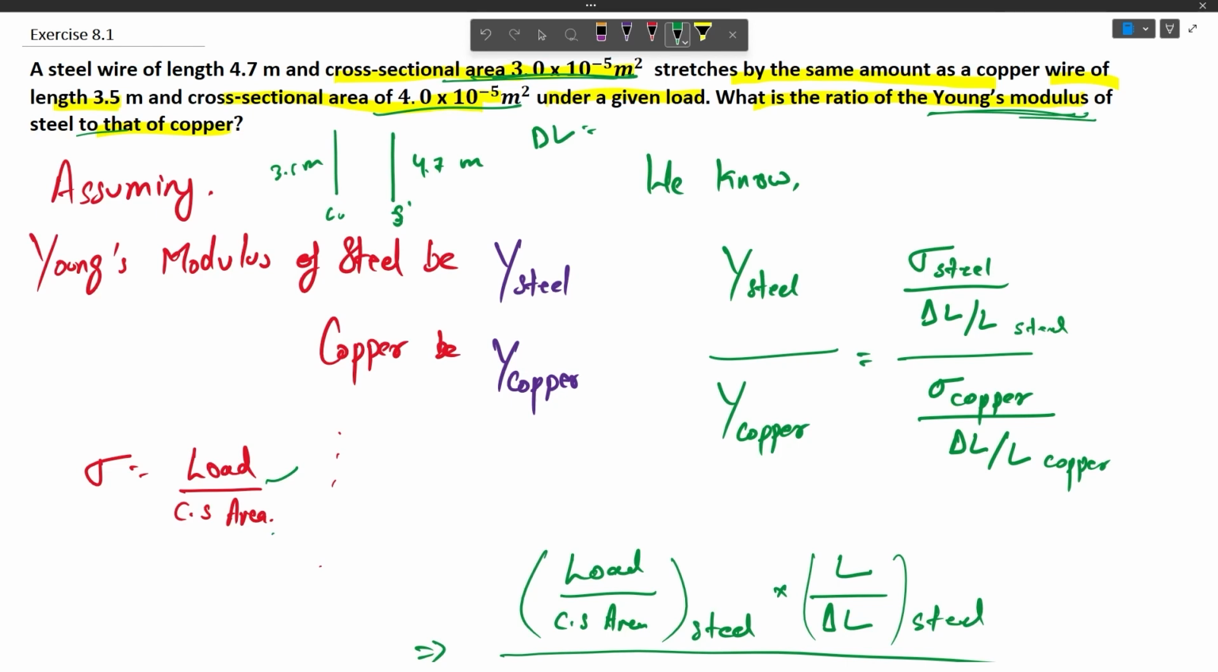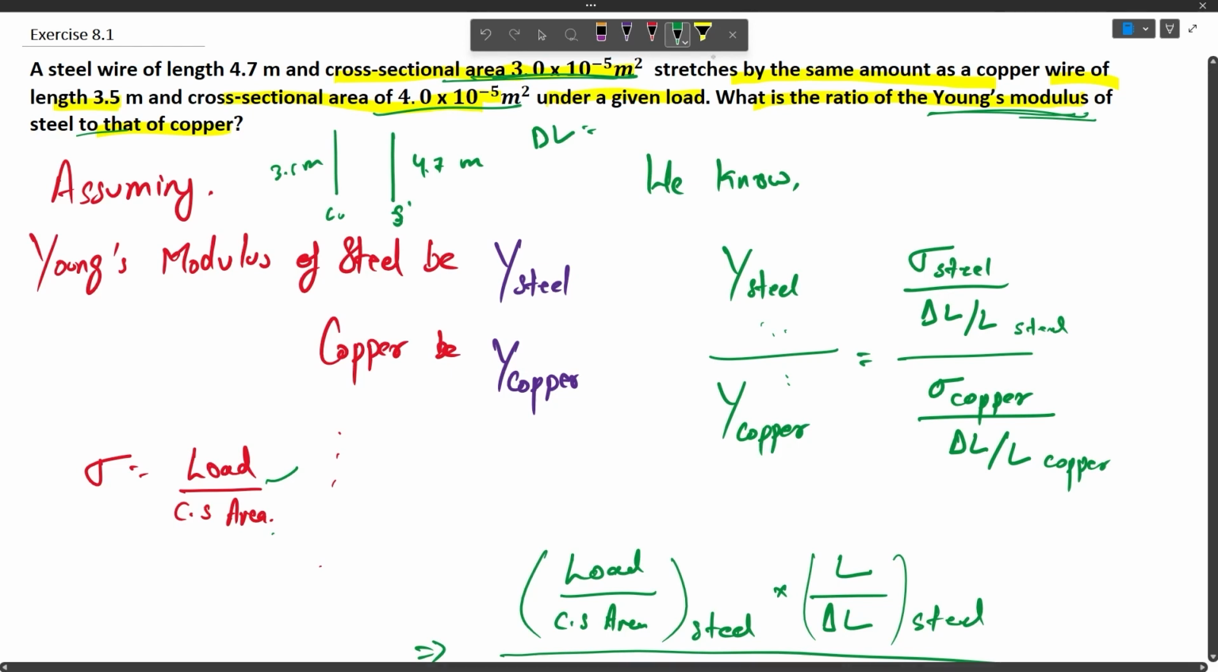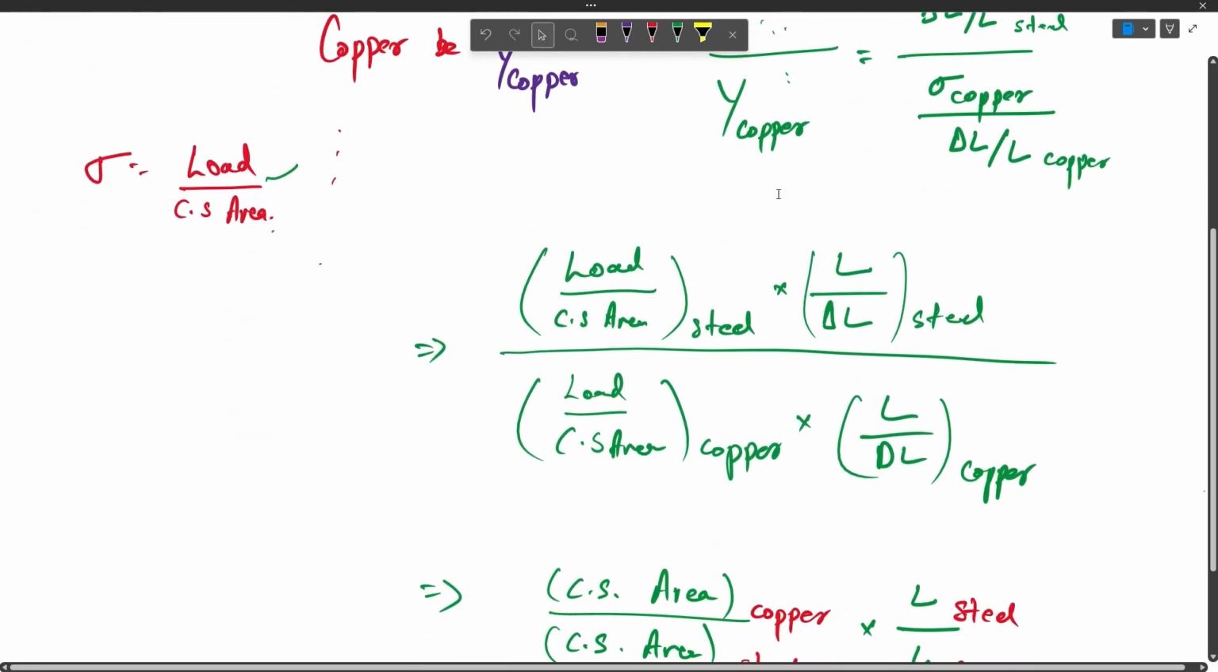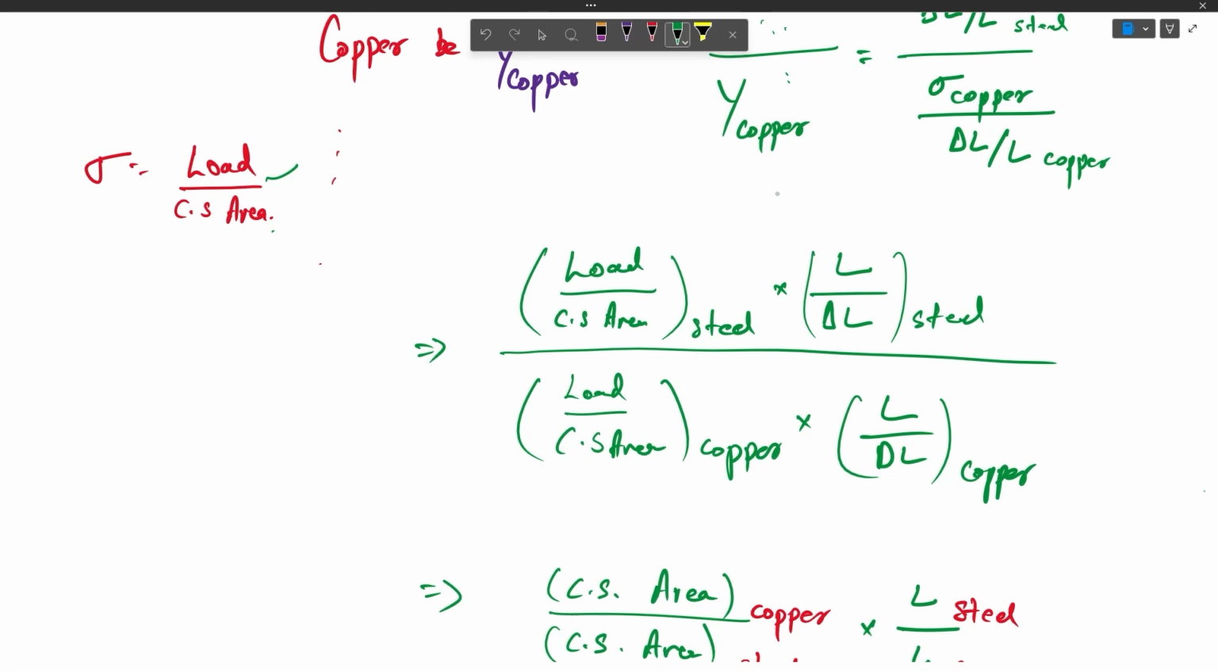We have to find out the ratio of Young modulus of steel to that of copper. So upon formulation of this, we write Young's modulus of steel in the numerator, that is the stress in the steel wire divided by the strain in the steel wire, to that of the stress in the copper wire divided by the strain in the copper wire. Now we can further simplify the stress as load per unit cross sectional area of steel multiplied with the inverse of the strain, that is L by delta L.